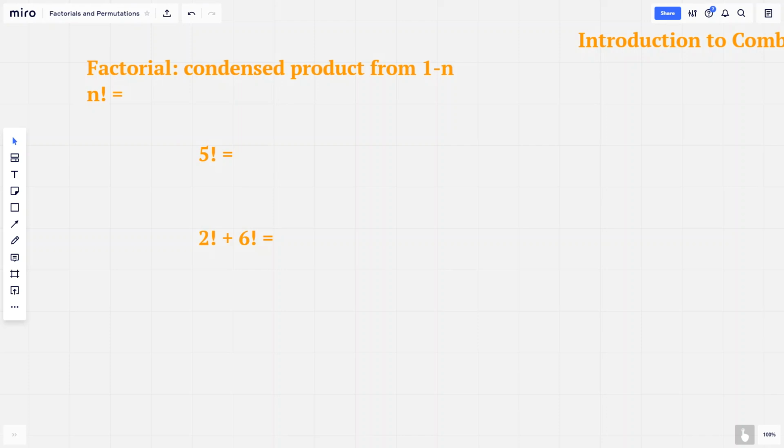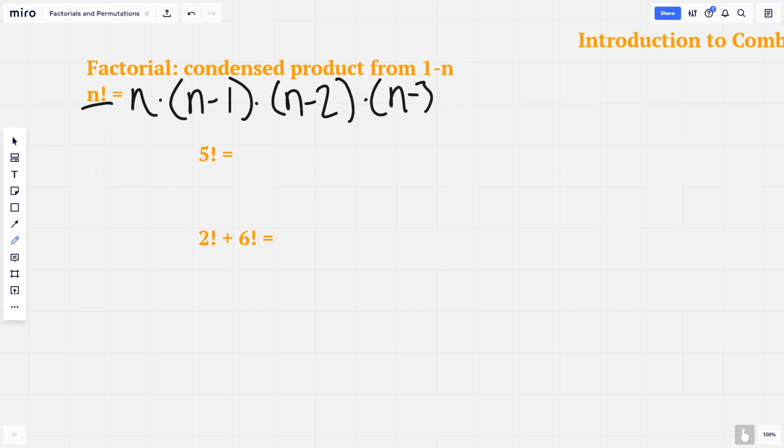So simply put, a factorial is just a shortcut. It's a condensed product that stands for the product of integers from 1 to n. To translate this into more math terms, n factorial, which is represented by the exclamation mark here, stands for n times (n minus 1) times (n minus 2) times (n minus 3), and we keep doing this. It's the product of every integer less than or equal to n, all the way down until we get to times 1. As a concrete example, 5 factorial, we'll actually write that out: 5 times 4 times 3 times 2 times 1. That's what 5 factorial is.